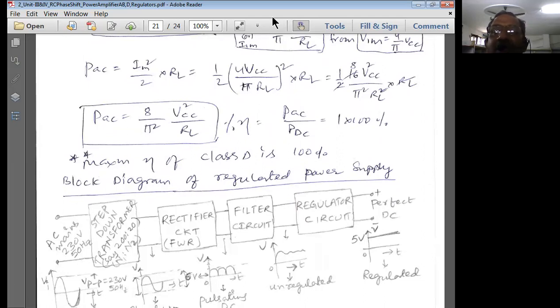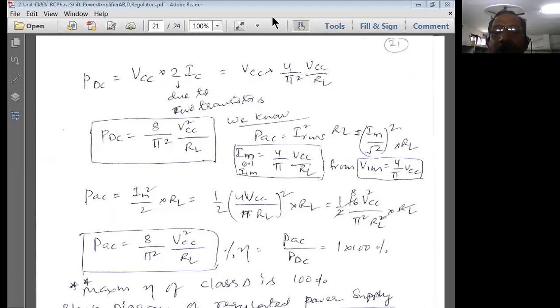So class D power amplifier is preferred wherever we expect 100% efficiency, and in that case, the power amplifier should be used as a switch. This is what we have regarding power amplifiers in the syllabus. So we'll stop our session here. In the next session, we'll try to solve problems on class A and class B type of power amplifier circuits. Thank you very much for today's session.